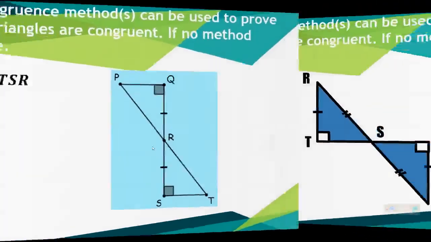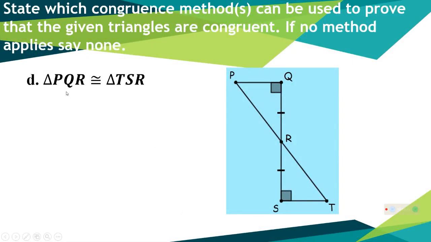Okay, let's have this one now. We have triangle PQR congruent to triangle TSR. So what congruence are you going to use? Okay, so we have here LA, because you are going to use here the concept of vertical angles. These two angles are congruent.